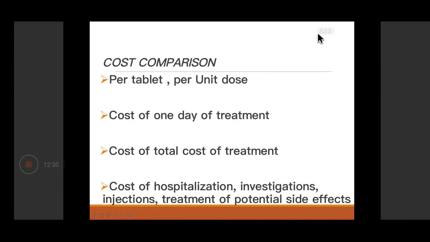Cost comparisons. You have to compare cost per tablet, per unit, cost per day, cost of the treatment, and cost of hospitalization. So for that, you must consult books like MIMS and SIMS. I hope you know what these books are. These books are available with any bookshop. They will give you the various trade names of the various drugs and their doses. Of course, doses should be checked from the textbooks only, and the cost. So please keep that in mind, that you have to buy such books.